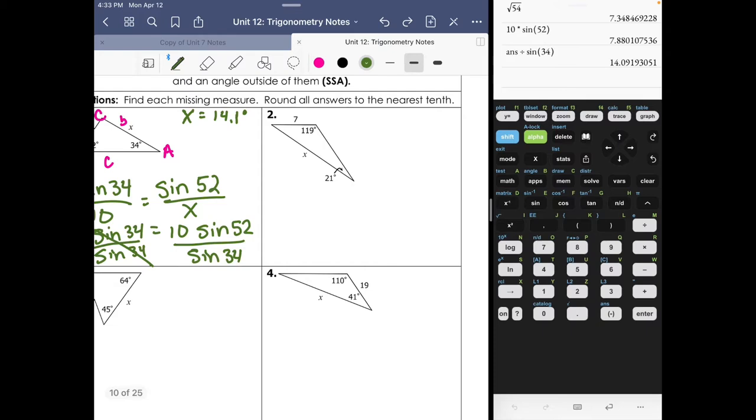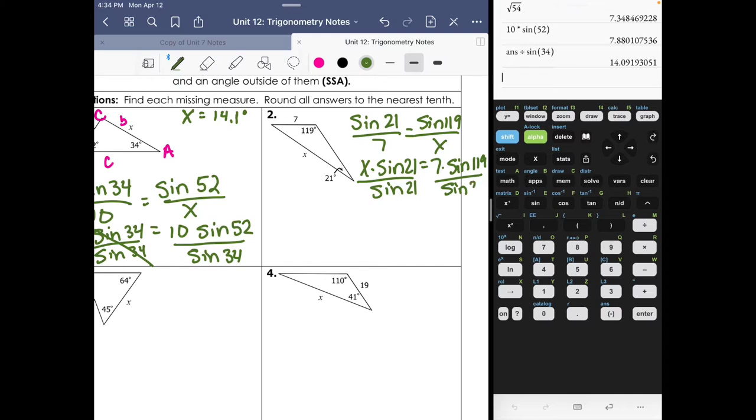Okay, let's do 2 and see if maybe I can do it without making a huge mess. We know that 21 goes with 7. So I'm going to have sine of 21 over 7, and then sine of 119 goes with x. Then you have to cross multiply. So you're going to have x sine of 21 equals 7 times sine of 119. Then I have to divide by sine of 21 in order to get x by itself.